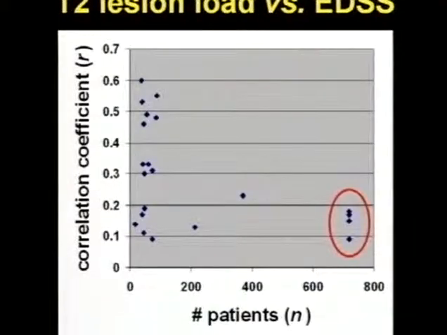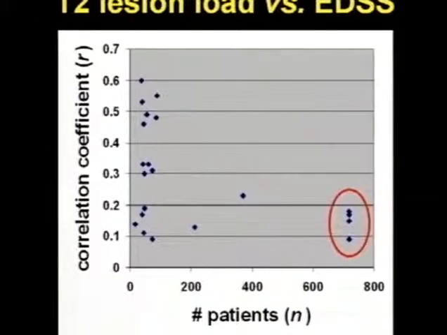If you plot these, you find that in the studies that have the largest number of patients, the correlations are on the order of 0.1 or 0.2, where maximum is 1, minimum 0. And so you see that the correlation is really pretty poor, even though this is primarily the way we make the diagnosis of MS is by using these T2 lesions and where they are.